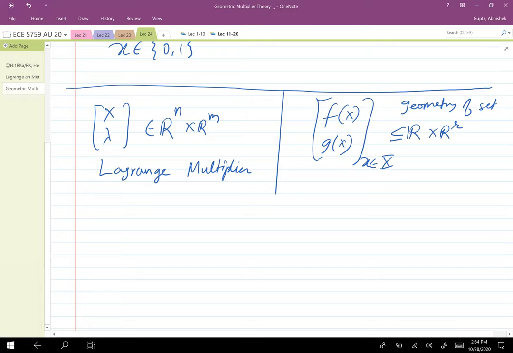And based on the geometry, we can actually come up with really powerful tools to solve optimization problems that you could not have envisioned solving using the Lagrange multiplier methods. So this is the domain space, and this is, of course, the range space. So you're looking at the range of the functions f and g. Here you're looking at the domain of the functions f and h. And by going from the domain space to the range space, you can actually come up with really powerful tools using the geometric multiplier theory.